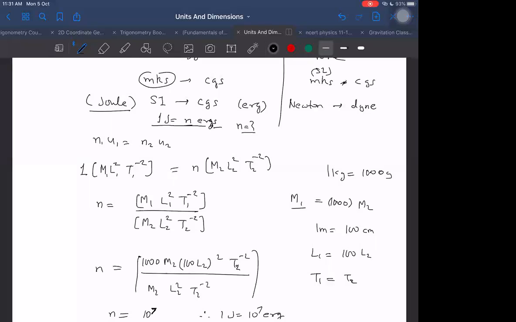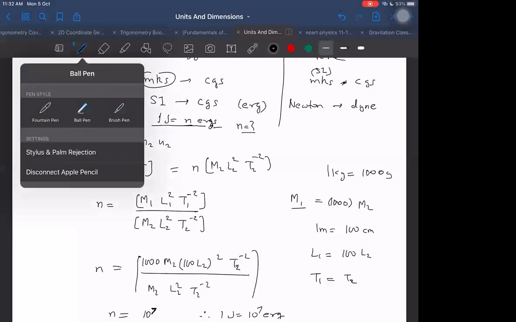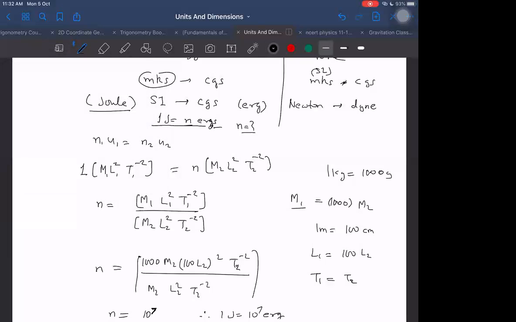This is how we do it on paper, but I recommend you do it not by taking the dimensions, but instead take the units only. What is the unit? Kilogram meter per second square. I will directly do it here itself. What is 1 kilogram equal to? 1 kilogram is equal to 1000 gram.